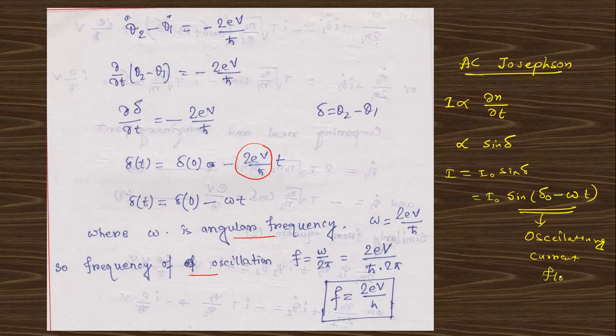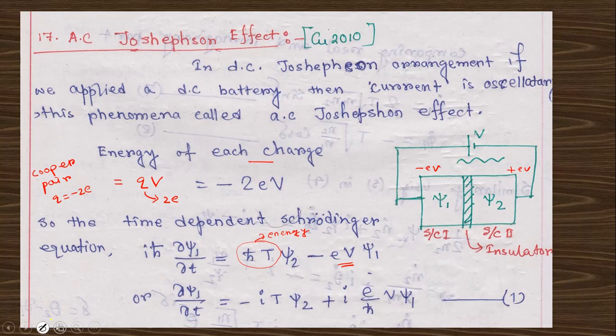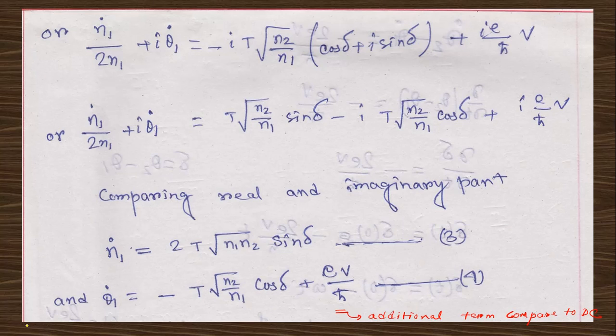An oscillating current flows through the superconductor. That's why this is called the AC Josephson effect, because by applying a DC voltage across the Josephson junction, you get an AC current flow within the superconductor in between the two. I think it is clear.